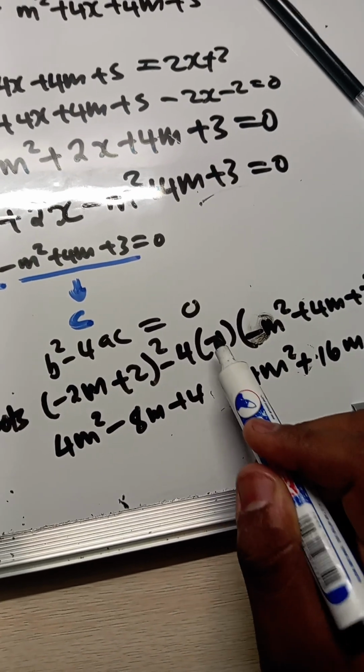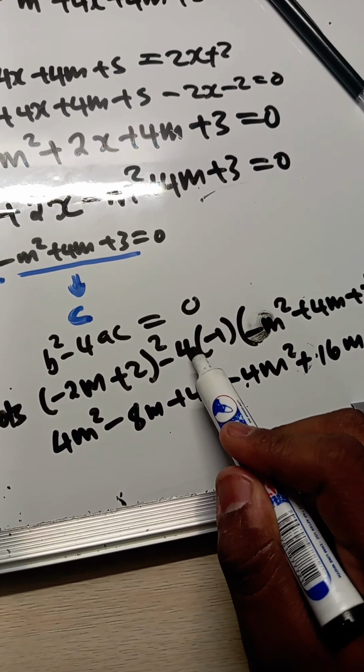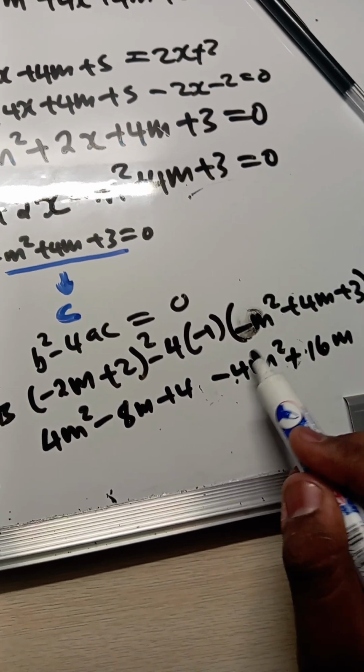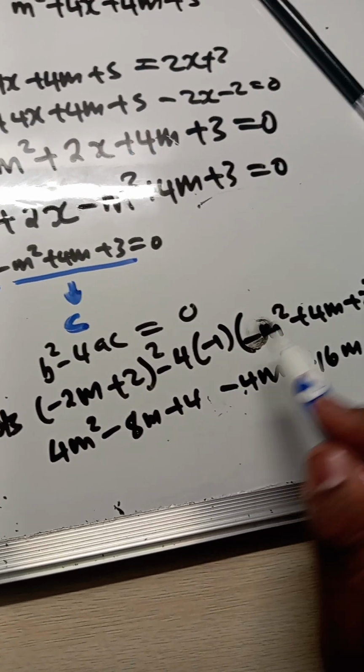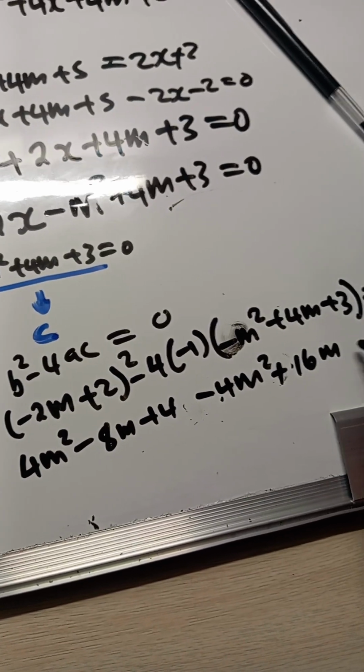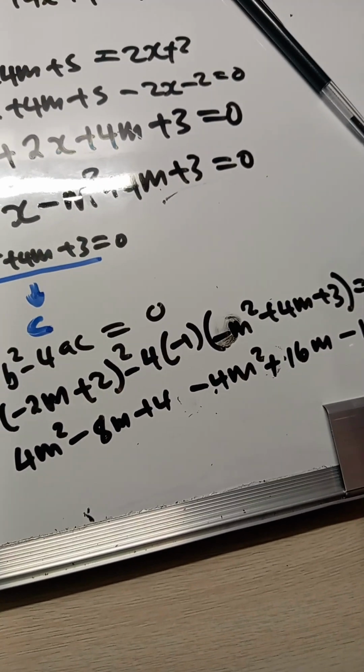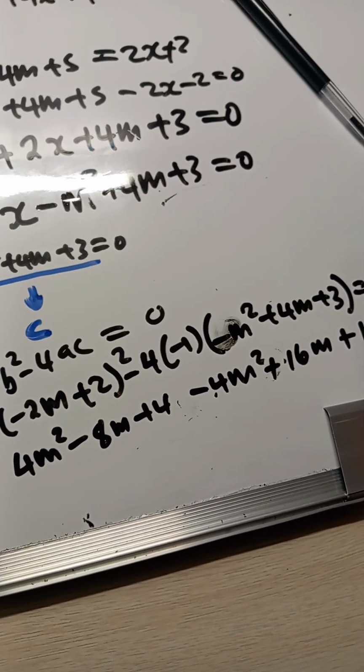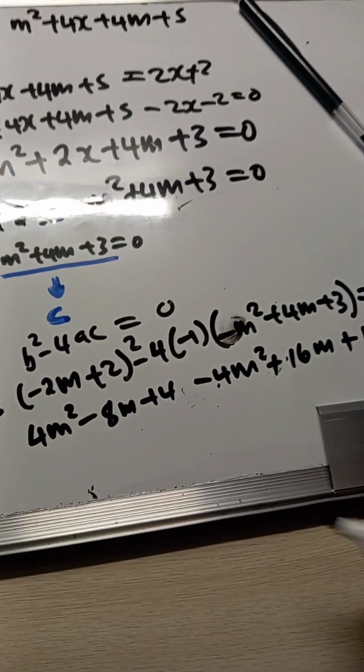Guys, this is negative and a negative, which is positive 4. Positive 4 is multiplied to negative m squared, which is negative 4m squared. Positive 4 is multiplied to positive 4m. And then now it's going to be negative 12. Or positive 12 because it is positive 3. See what I'm trying to talk about?